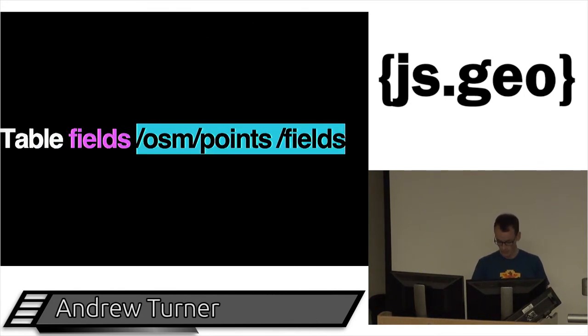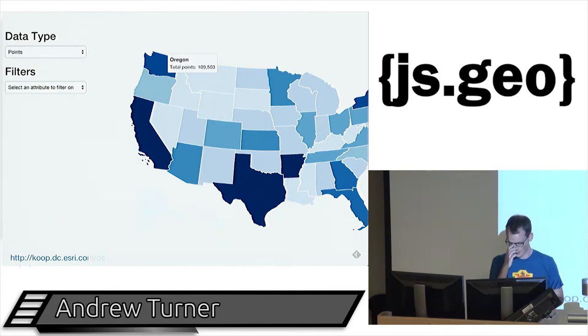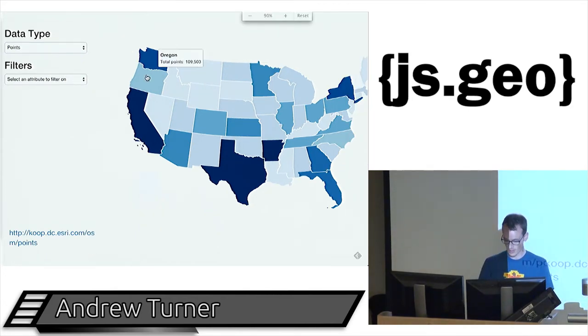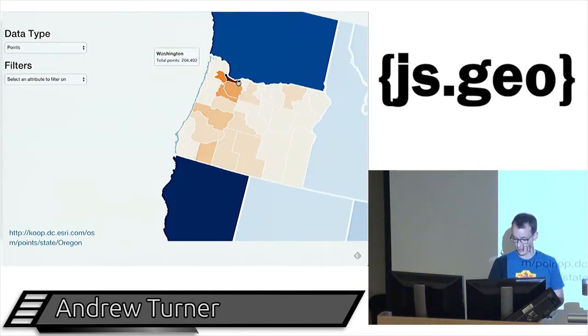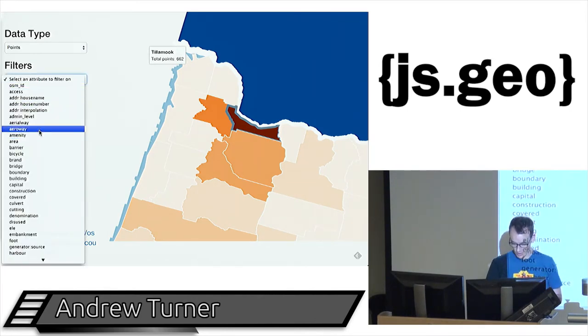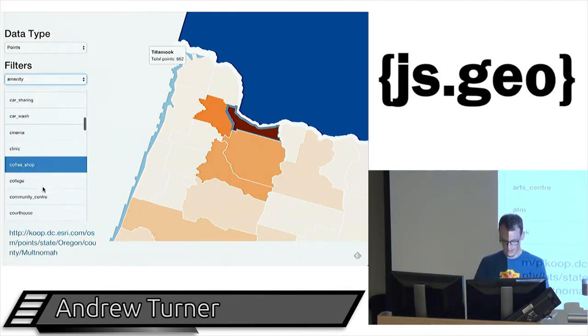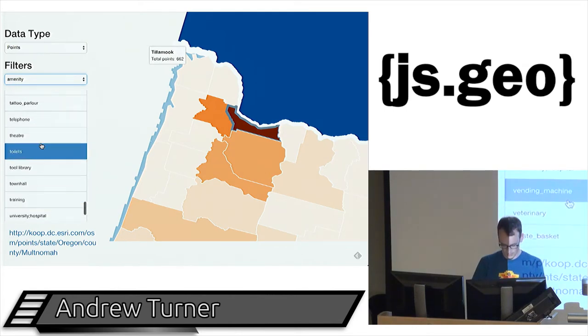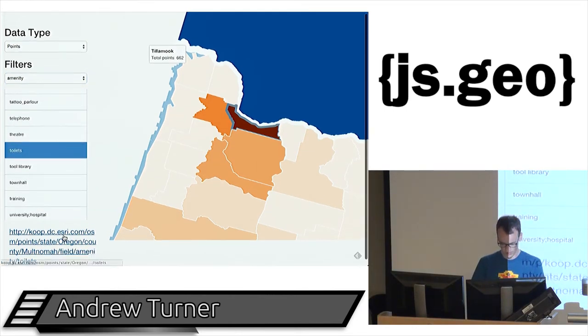So something we've built to explore this is this little example here. It's a little map. I can click on Oregon and Multnomah County, dive into there. Now I actually want to get by, for example, amenity here, and I want to go and get, it's very important to always know where your local toilets are.